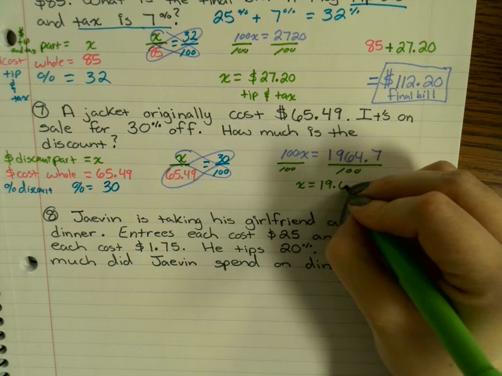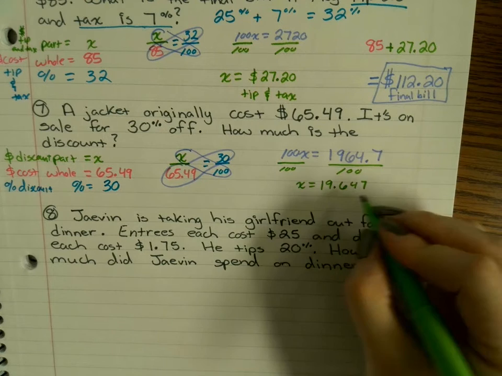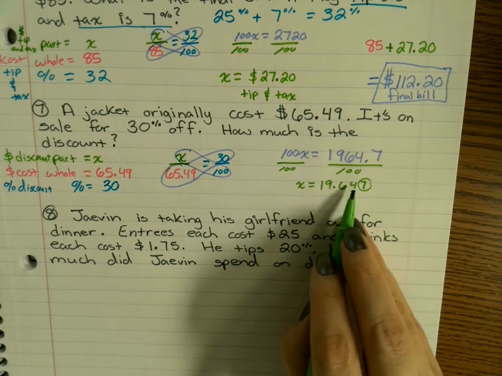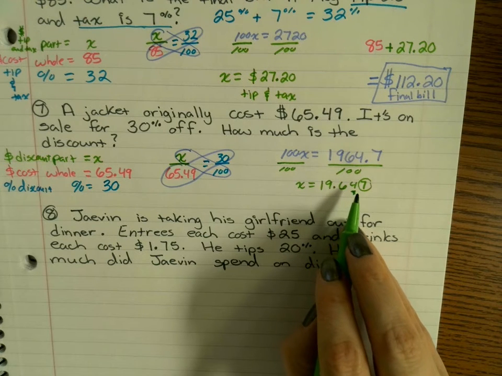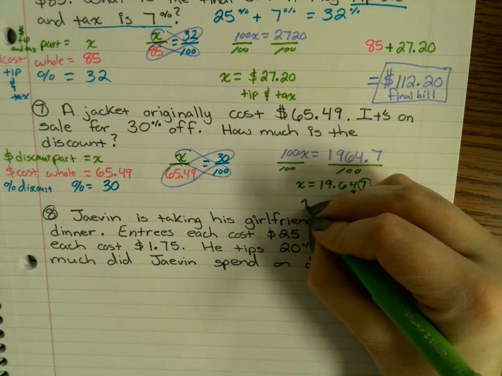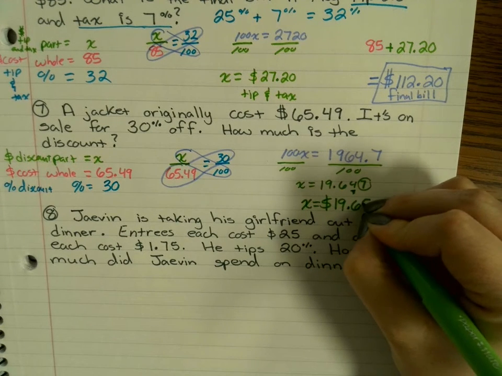19.647. Is that money? No. Money ends right here at that 4 spot. So we need to look at the 7 to decide, is it going to stay 64 cents or go to 65? 65. So the money, X, is going to be $19.65. That represents our discount.